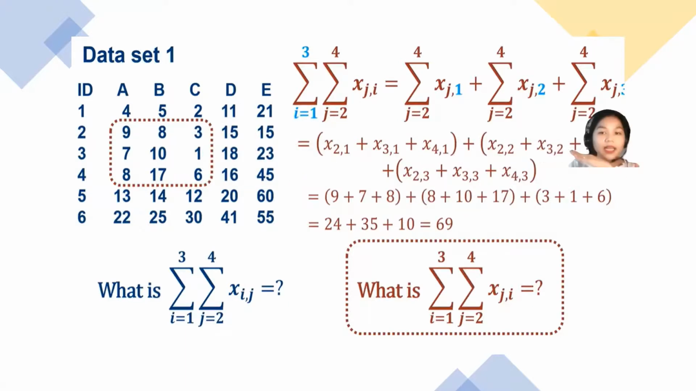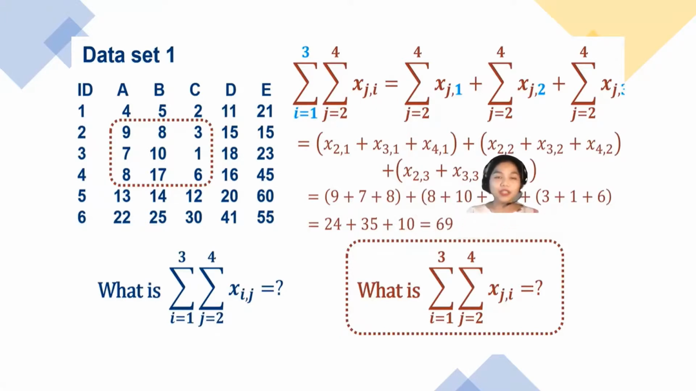This is the 10. X row 4, column 2, we have 17, so this is 17. 8 plus 10 plus 17 is equal to 35. The last set is X row 2, column 3, which is 3. X row 3, column 3, which is 1. And X row 4, column 3, which is 6. 3 plus 1 plus 6 is equal to 10. So 24 plus 25 plus 10 is equal to 69.